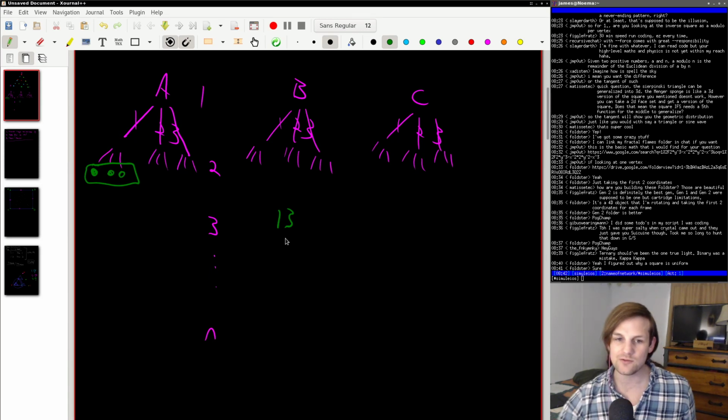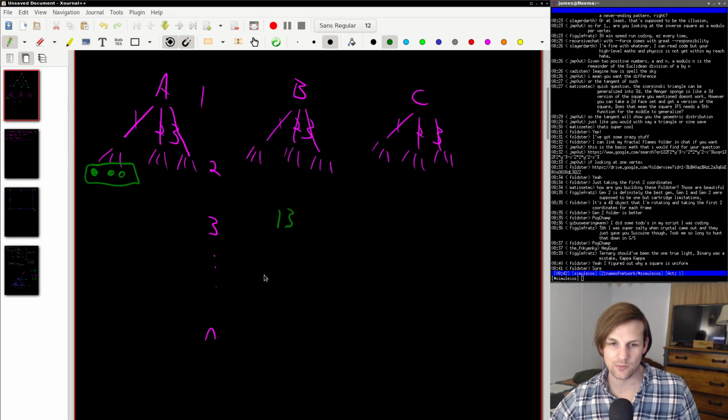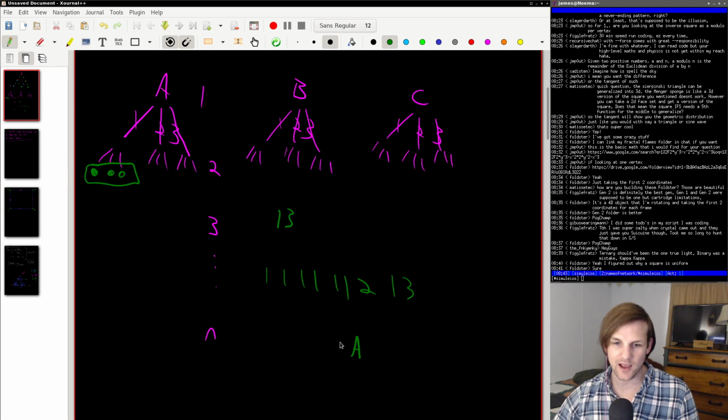Because in the end, what I'm going to do is create a giant trit string, whatever this trit string is, 1, 1, 1, 1, 1, 1, 2, 1, 3, or something like this. And this will indicate you have A as your initial point, and you're going to be using function 1, function 1, function 1. Just going to delete some of these ones. Function 2, function 1, function 3.